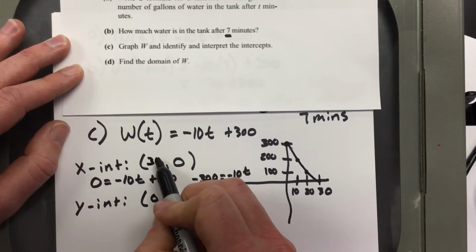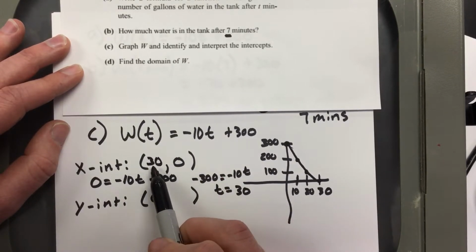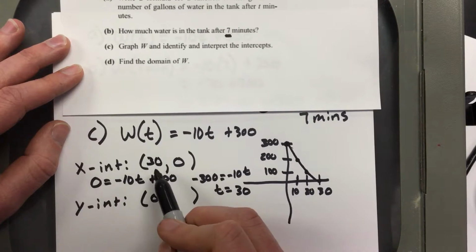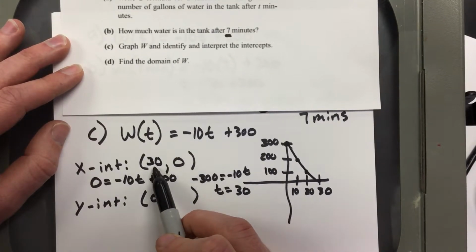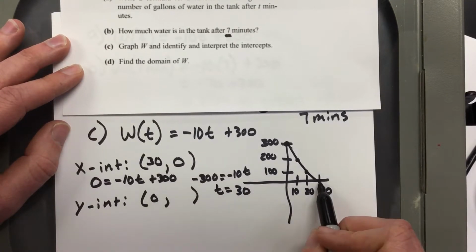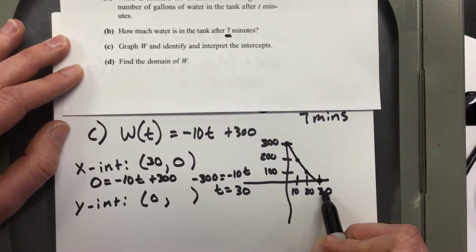So this 30 comma 0, what is that telling us? This is the interpretation: after 30 minutes, I'm going to have 0 gallons of water. So this is 30 minutes, 0 gallons of water. You can see that on the graph here, that after 30 minutes, I'm going to end up with 0 gallons of water.